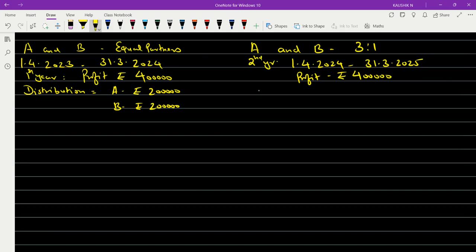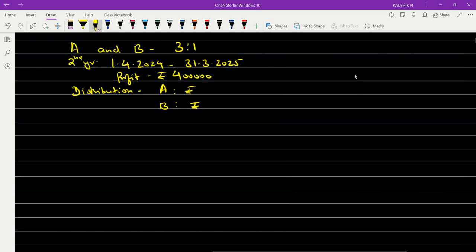So now, how to distribute this profit? How will the distribution of this profit of 4 lakh take place among A and B? How much will A get and how much will B get? Very good. So 3 lakh, 1 lakh. How do you do it?